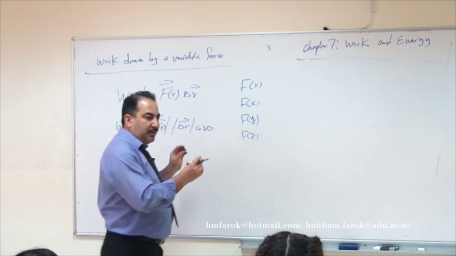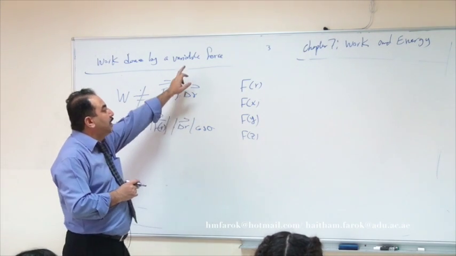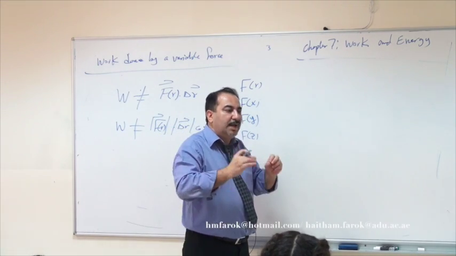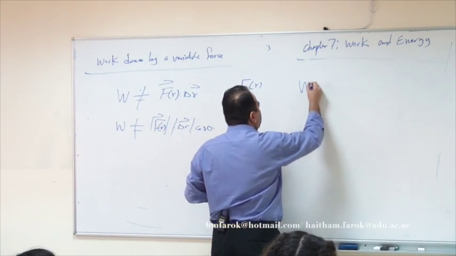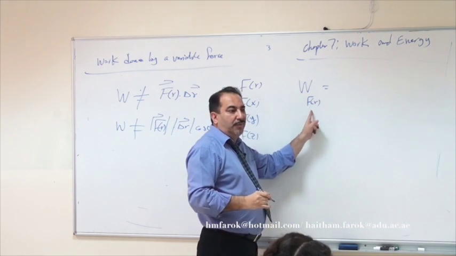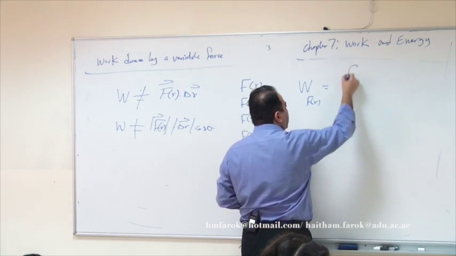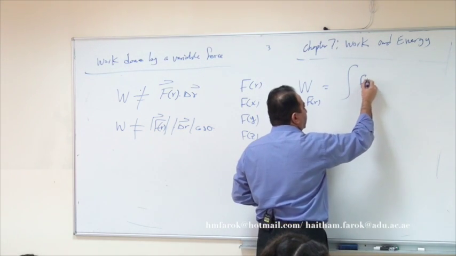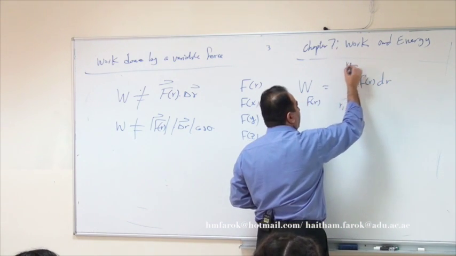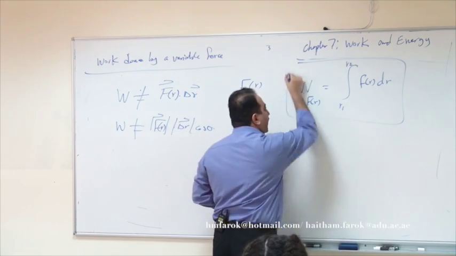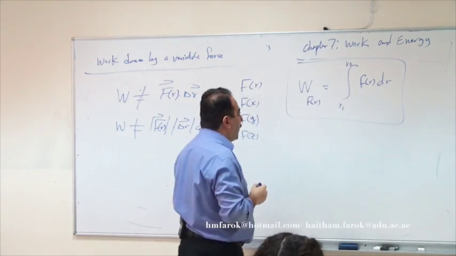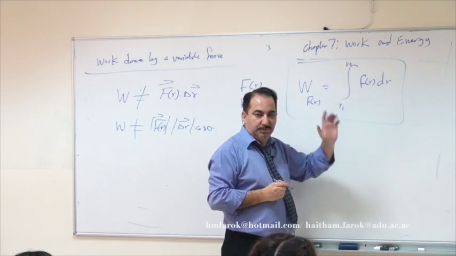But before the example, I'll just give you the formula. If you want to calculate the work done by a variable force, it's easy. Just do integration. Integrate the force. So W for a variable force, let's say F of R, variable. Look, the force is a variable one. It's the integration of the force function dr from the initial position to the final position. This is for a variable force. Work done by a variable force.